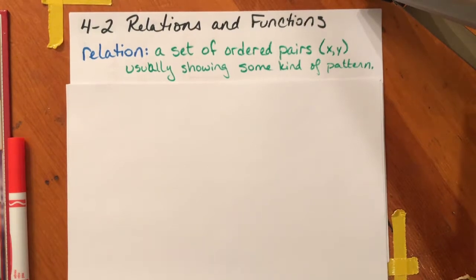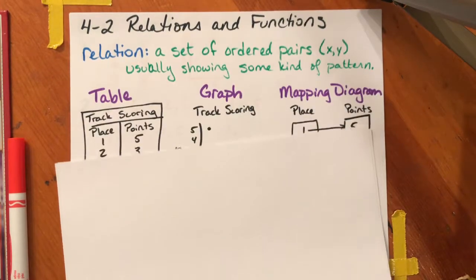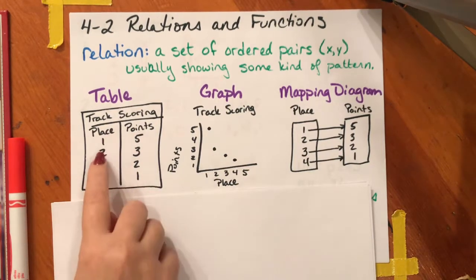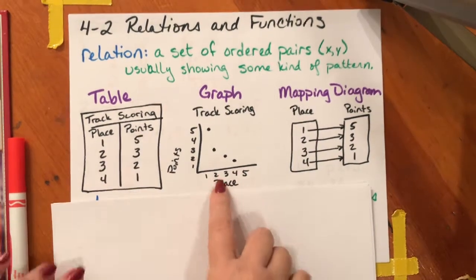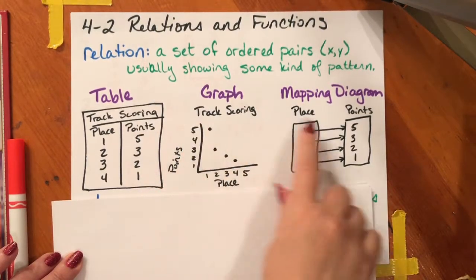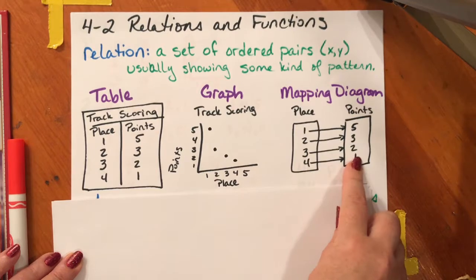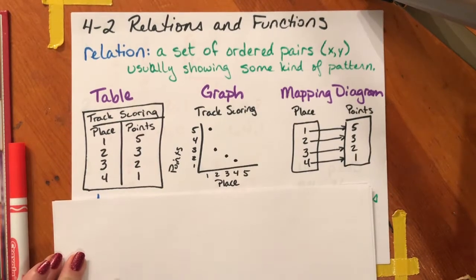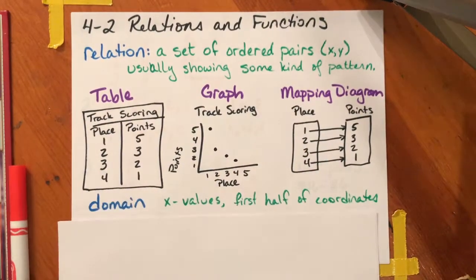A relation is a set of ordered pairs written (x, y), usually showing some kind of pattern. And it gives us three ways that you can represent relations: a table showing x's and y's, a graph showing x's and y's, or a mapping diagram showing x's and y's. And the first thing it's going to ask you to do in Check It Out number 1 is express these 3 points in each of these 3 ways.